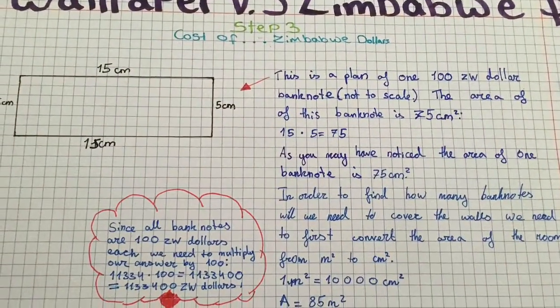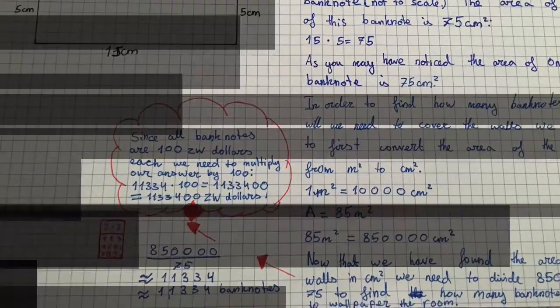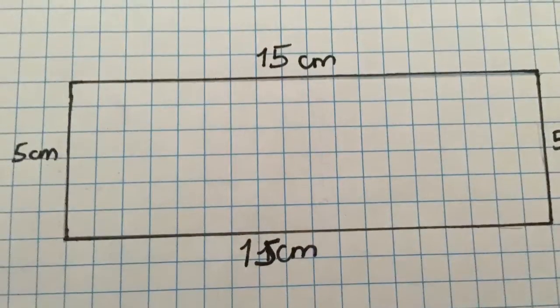1 wallpaper roll costs 50,000 Zimbabwe dollars. So 9 rolls would cost 50,000 times 9, which is 450,000 Zimbabwe dollars. Wallpaper versus Zimbabwe dollars. Step 3. Cost of the Zimbabwe dollars. This is a plan of 100 Zimbabwe dollar banknotes, not drawn to scale.